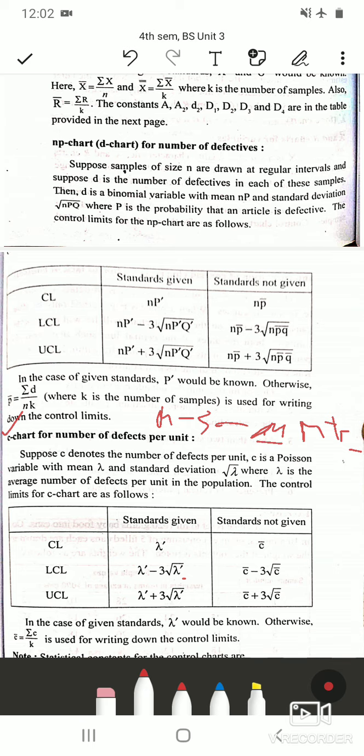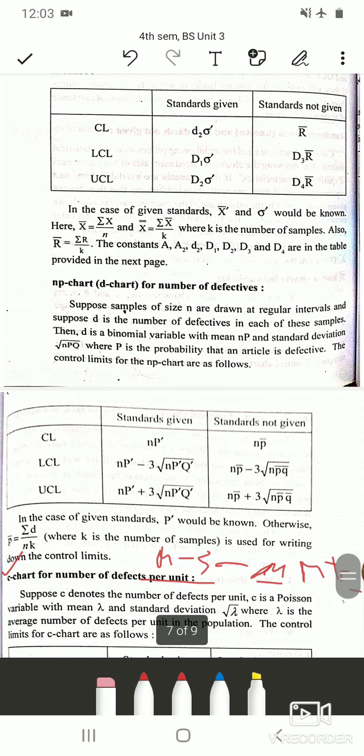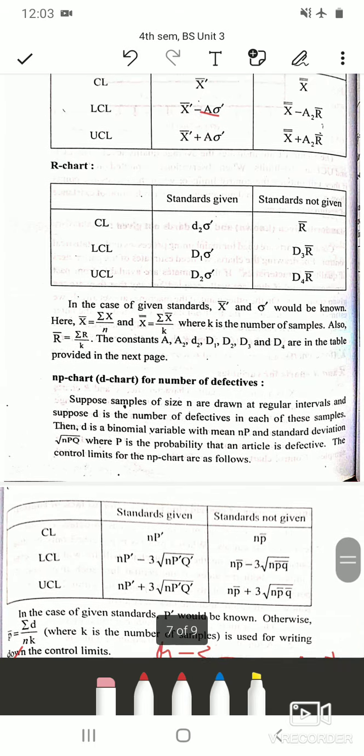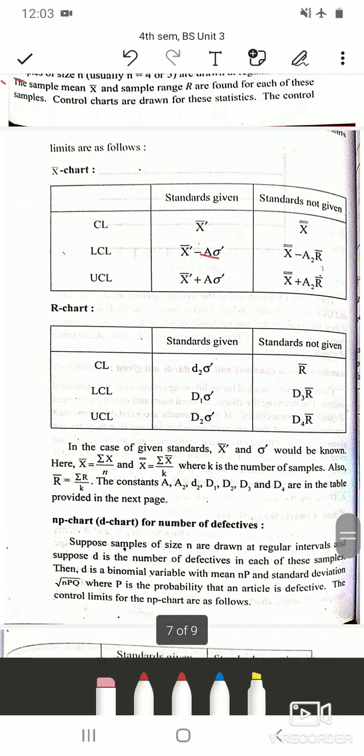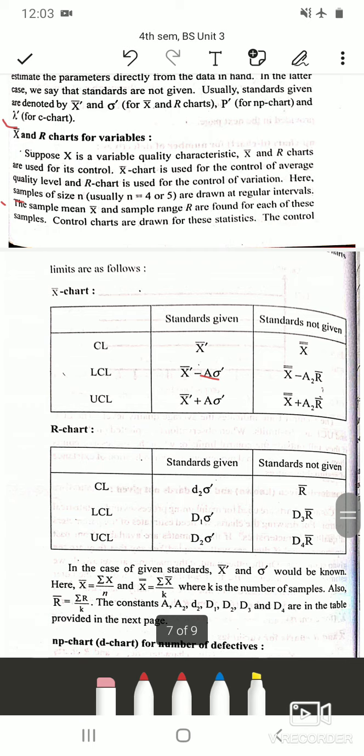Now what is mu? It is lambda. If it is known it will be lambda dash, if not it will be C bar. Sigma is the square root of lambda dash if known, if not it is the square root of C bar. Very simple. In the NP chart or D chart, D is the number of defectives and it follows the binomial distribution. Again the same concept: the control limits are mu minus 3 sigma and mu plus 3 sigma. For the X bar chart also it is the same, only the R chart is a bit different, but I think you can remember this formula, it is very simple.